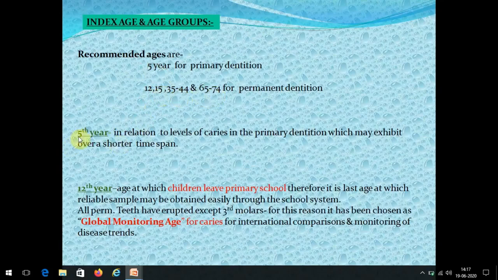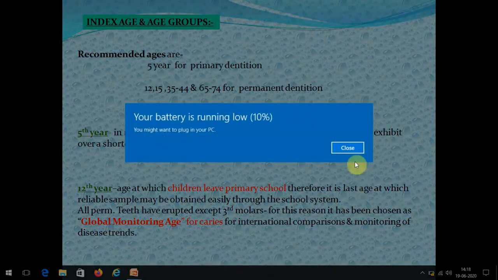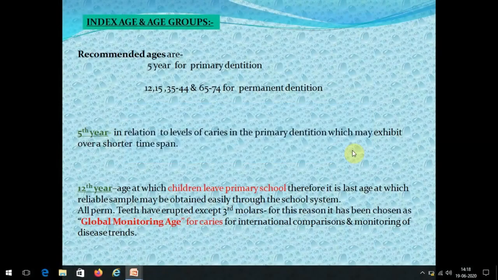So why is the fifth year important? Because the level of caries in primary dentition may be exhibited over a short time frame. So at the age of 5 we have our deciduous molars erupted for maybe 2 to 3 years, so we can have a better look at the dental caries pattern. And the 12th year is also known as the global monitoring age for caries.